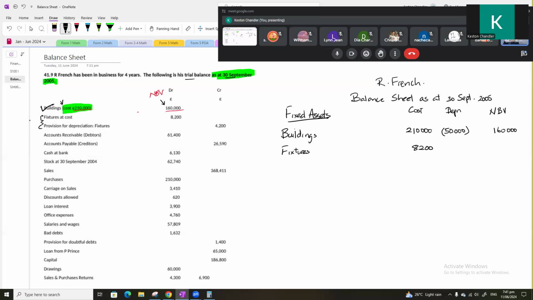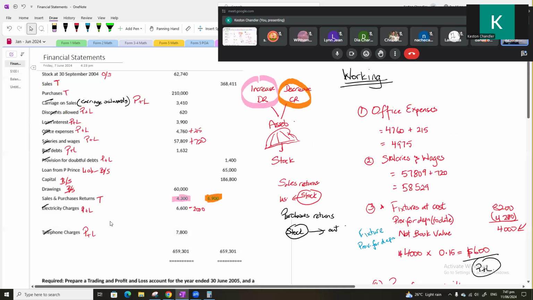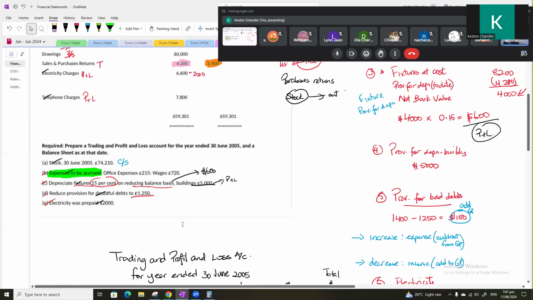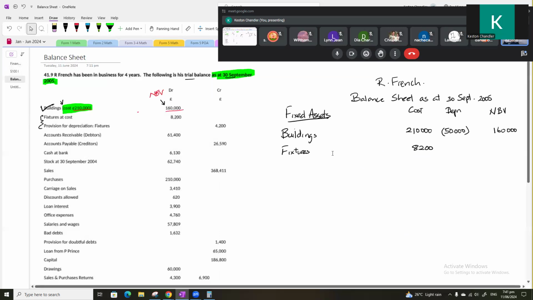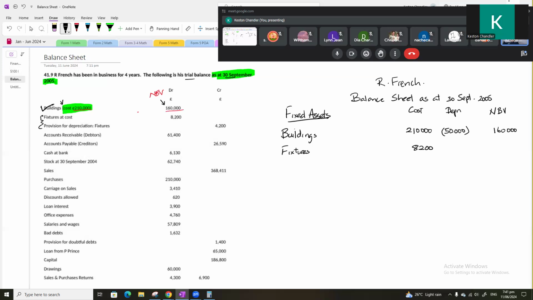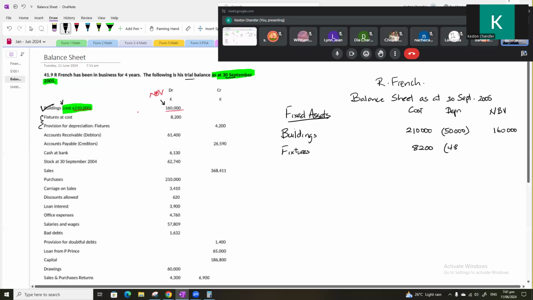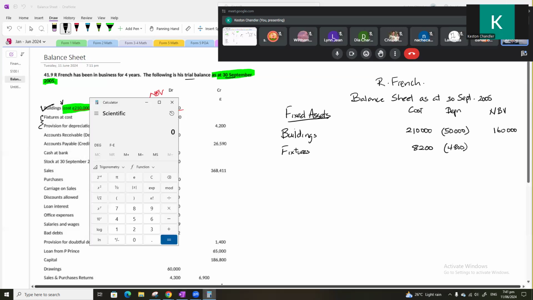So depreciation for this year, if you go back to our financial statement, we worked out what our depreciation for this year for fixtures was, and it was $600, right? So this is being added to our provision for depreciation here of 4,200. So it's actually going to be 4,800, right? Because we have to work out depreciation. And the difference between those two is what is going to give us our net book value, 8,200 minus 4,800 is $3,400.